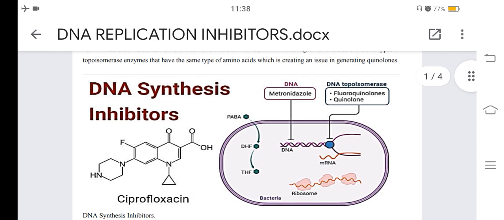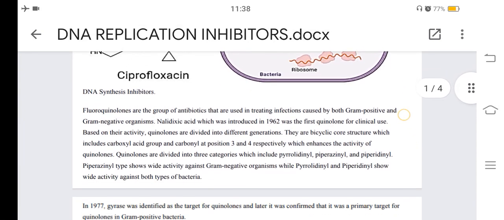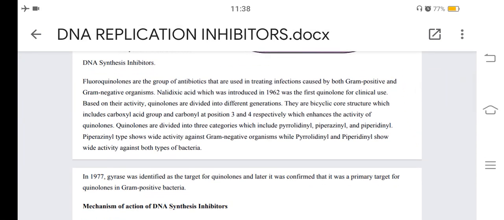ciproflavin is shown, PABA, DHF, and THF, bacteria, ribosome, and DNA. Metronidazole, DNA topoisomerase, fluoroquinols, and quinolone. Then DNA synthesis inhibitors.